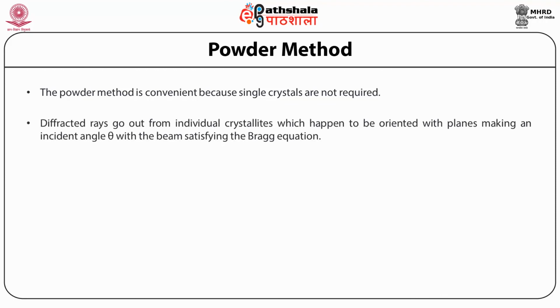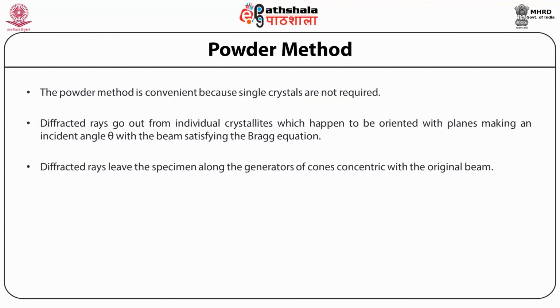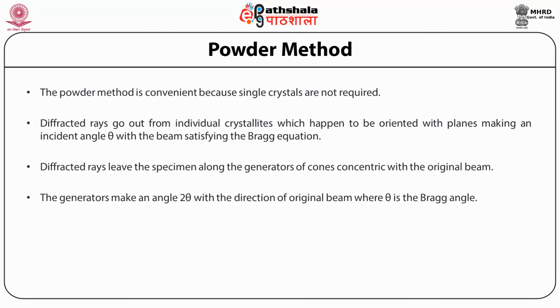Diffracted rays go out from individual crystallites which happen to be oriented with planes making an incident angle theta with the beam satisfying the Bragg equation. Diffracted rays leave the specimen along the generators of cones concentric with the original beam. The generators make an angle 2 theta with the direction of the original beam, where theta is the Bragg angle.